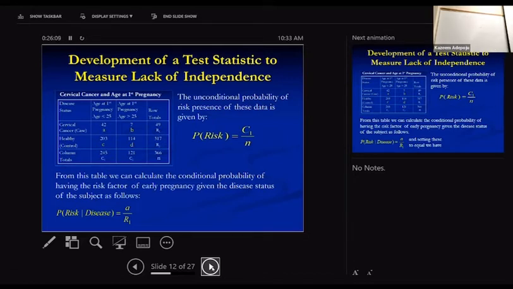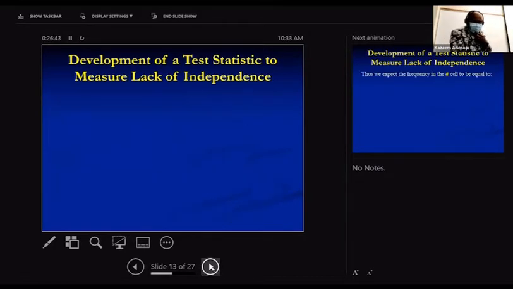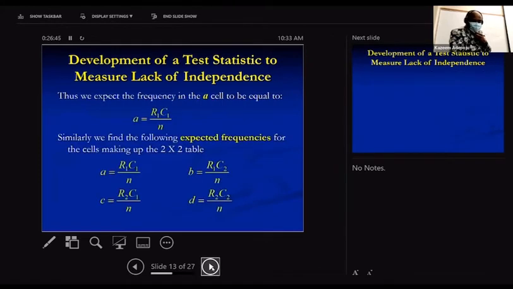Now, C1 divided by N is the probability of having pregnancy at age less than or equal to 25. The probability of risk given disease is A divided by R1, which is just the conditional. So we're going to equate this to this. What are we assuming? We are assuming independence. Now when we assume that and equate them, we got that. From there, we can get each of the cells.